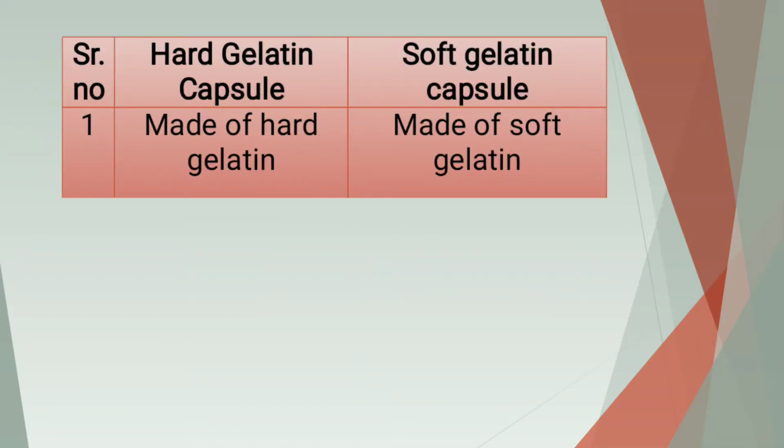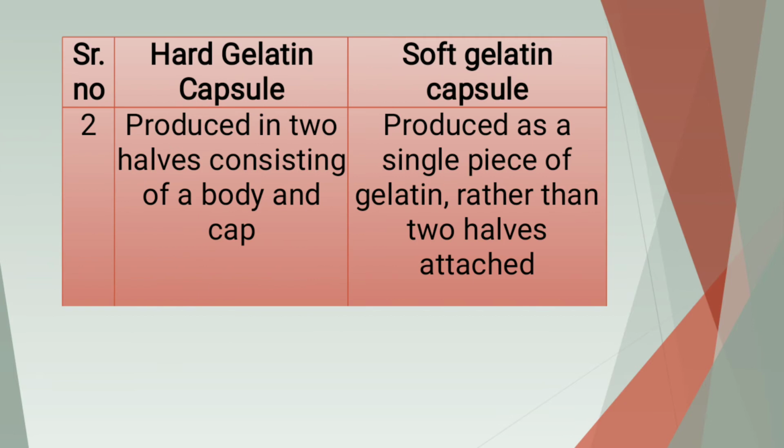Let's look at the differences one by one. The first one, hard gelatin capsule is made up of hard gelatin, whereas soft gelatin capsules are made up of soft gelatin. Then coming to the next one, hard gelatin capsules are produced in two halves consisting of a body and cap. Right, you are aware that our hard gelatin capsule consists of two parts. One is the body in which we fill the drug and the other is the cap, whereas soft gelatin capsules are produced as a single piece of gelatin rather than two halves attached.